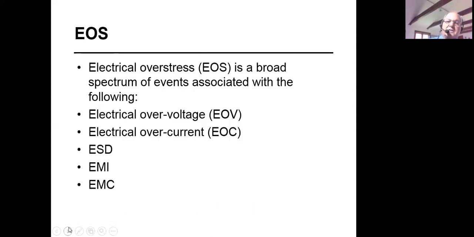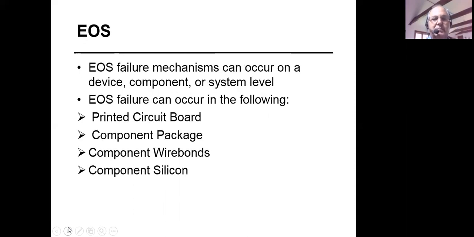Electrical overstress is a broad spectrum. It can be associated with electrical over voltage, electrical over current, and then there's ESD, EMI, and EMC. EOS phenomena can occur in devices, components, or systems: printed circuit boards, components, wire bonds, and silicon. Typically, for electrostatic discharge, you don't see failure in the printed circuit board or the physical package or wire bonds.